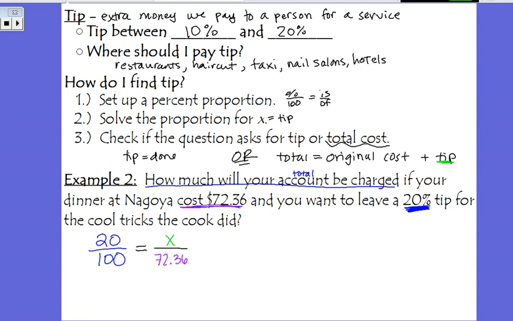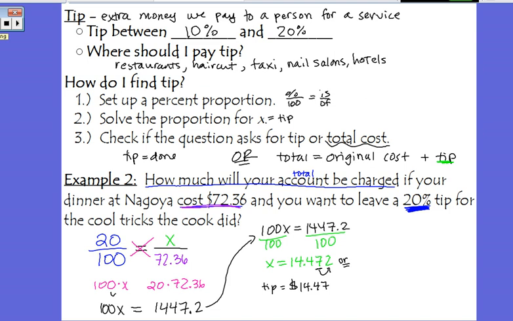Okay, then we'll use our method. So if you could take a few seconds and solve this proportion. Okay, so when you solve the proportion, you should have gotten 14.472, but remember money has to have only 2 digits after the decimal in the hundredths place. So we round to 7 by looking at the 2, and we get that the tip, because remember X was tip, is $14.47. We don't stop there though, because again, we wanted the total that my account would be charged.